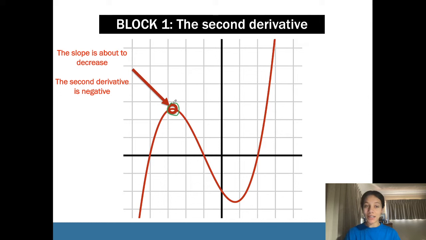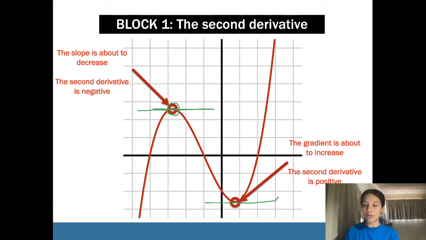The slope is about to decrease at this stationary point up here, which means the second derivative is going to be negative. The first derivative at a stationary point is 0, because the tangent there would be horizontal. However, the curve is anticipating that as you go left to right, it's going to start decreasing. So at that maximum, the second derivative will be negative. And then here, the gradient is about to increase. Even though the first derivative will be 0, the second derivative is going to be positive because it's going to be increasing up that way.